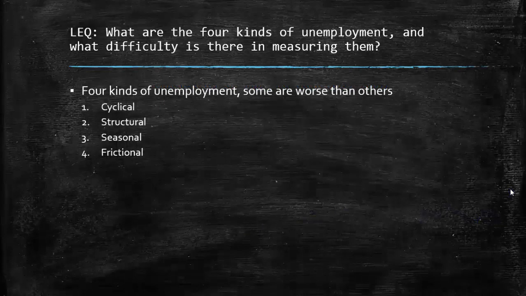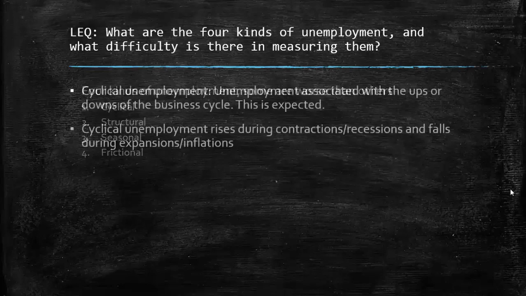Alright, so our LAQ references 4 kinds of unemployment. So there are 4 kinds of unemployment, and some of them are worse than others, and some of them are expected, and some of them are not expected. So let's begin reviewing them one at a time.